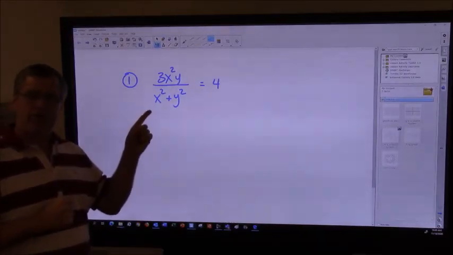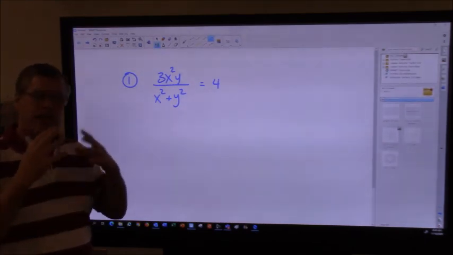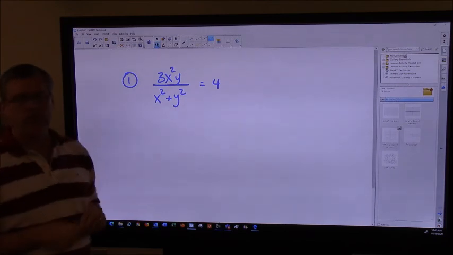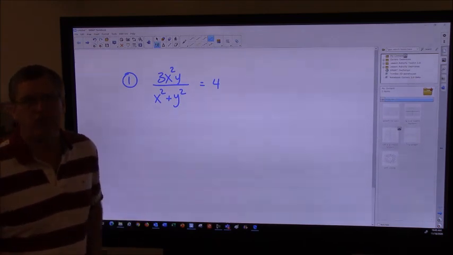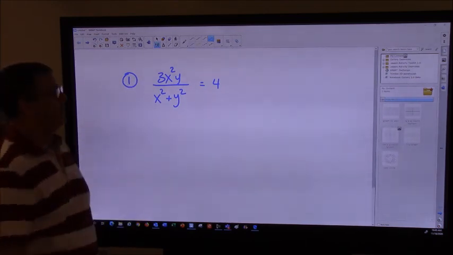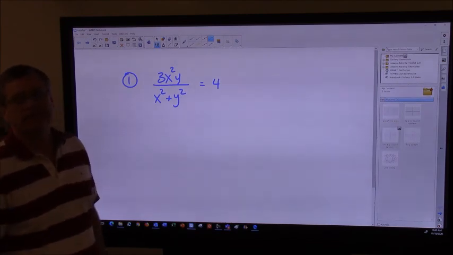So let's see, I got a problem here for you guys to try real quick. We're still talking about implicit differentiation. This looks like it would be hard to solve for y, and so I don't want to do a derivative the normal way. I want to do the derivative implicitly. Okay? You guys see if you can find the derivative of that function.